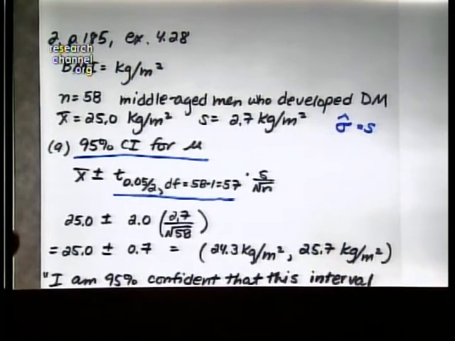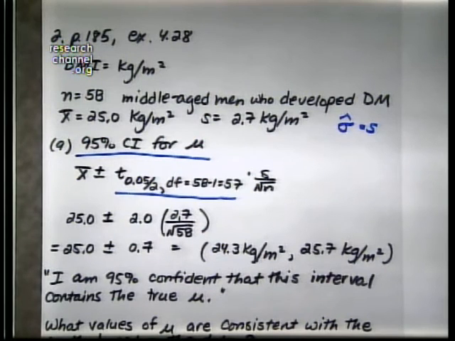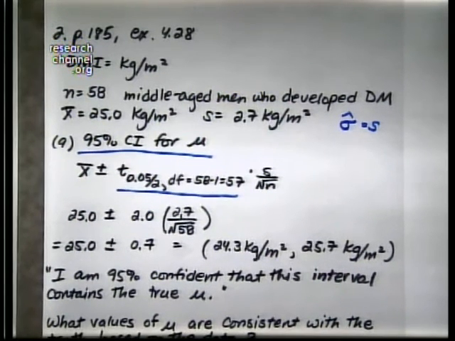What does this allow me to conclude? I can say I'm 95% confident that this interval contains the true population mean BMI for middle-aged men who develop diabetes. I can also say that values ranging from 24.3 up through 25.7 are consistent with the truth based on this sample of 58 middle-aged men.